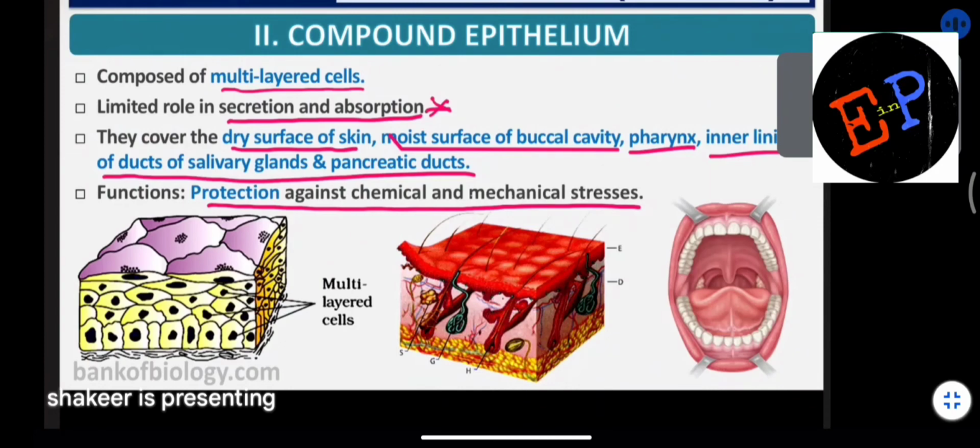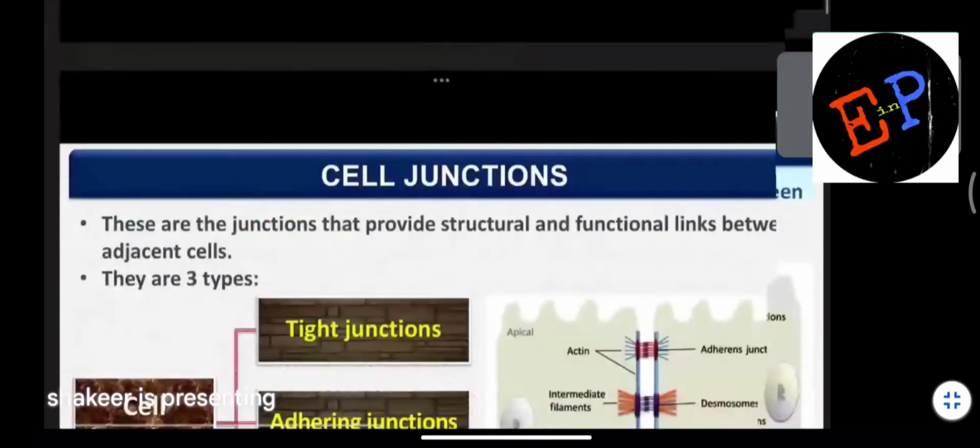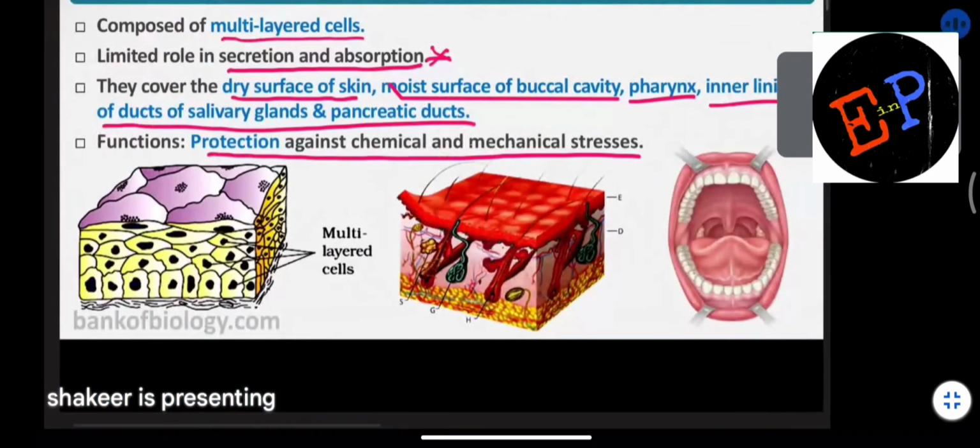They are not responsible for secretion. They are not responsible for absorption. Clear? That's it. Okay, so see here, this is the surface of the skin, which is made up of many layers of cells. Clear?